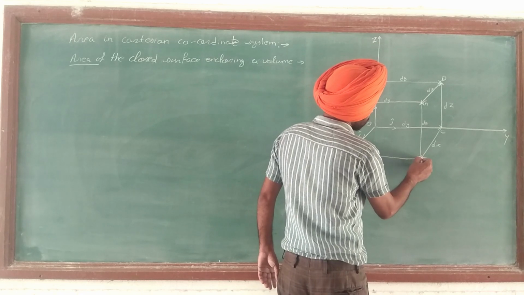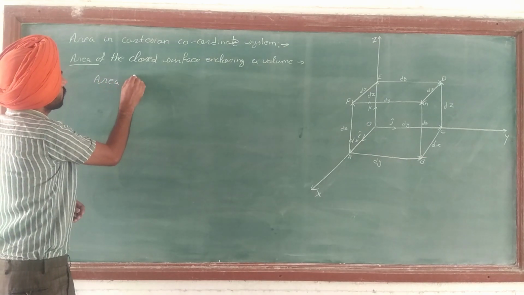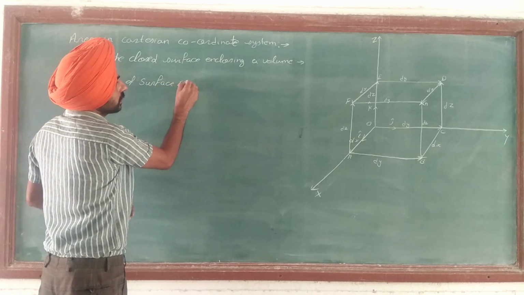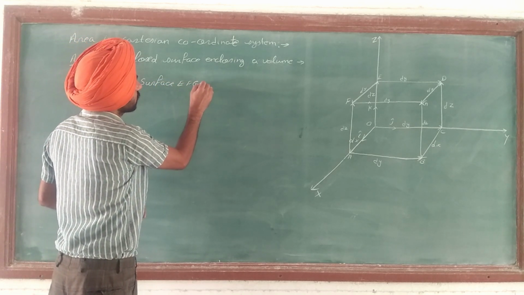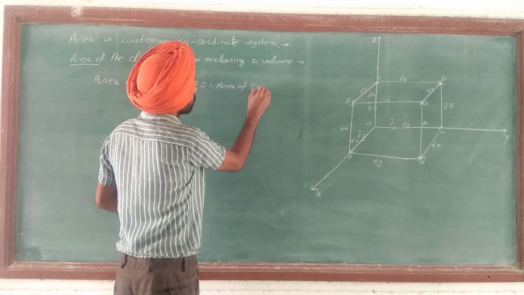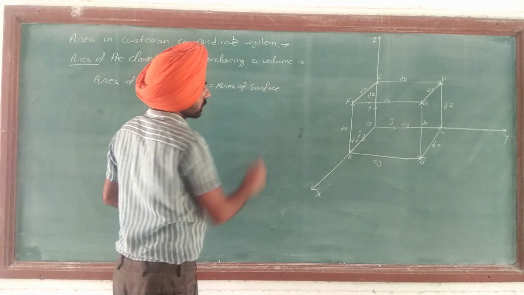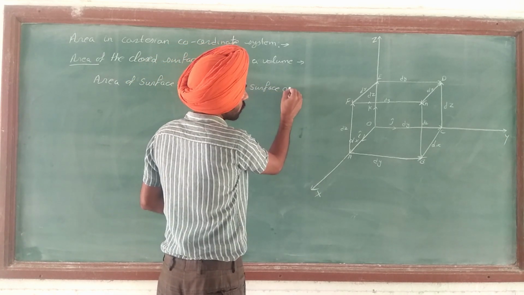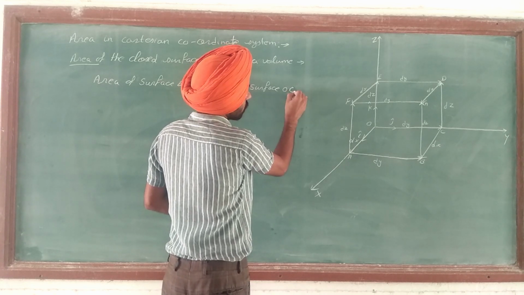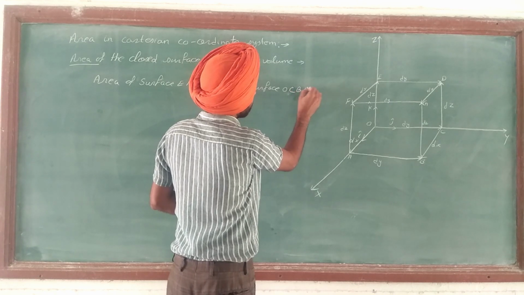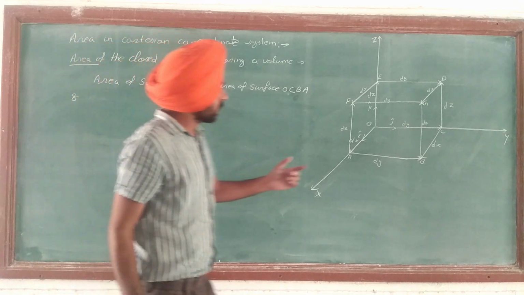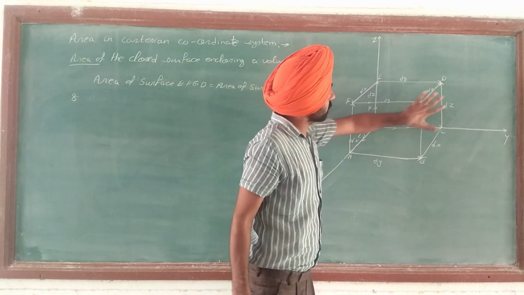So, area of surface EFGB equal to area of surface OCBA, and area of this face, front face and back face.